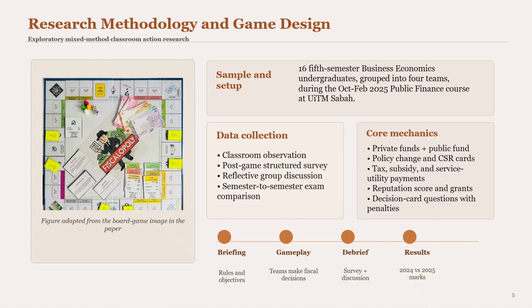involved 16 fifth semester business economics students, and they were divided into 4 groups during the public finance course at UITM Sabah. To evaluate the effectiveness of the game, several forms of data were collected. This included classroom observations during gameplay, a structured survey after the game session, reflective group discussions, and a comparison of examination performance between semesters.